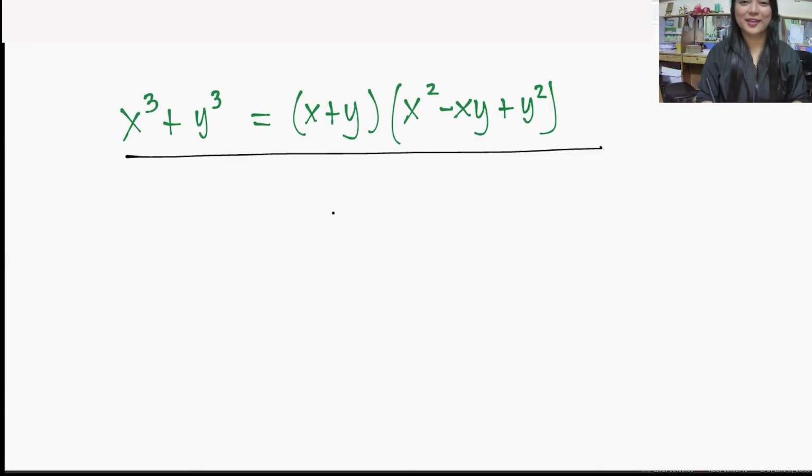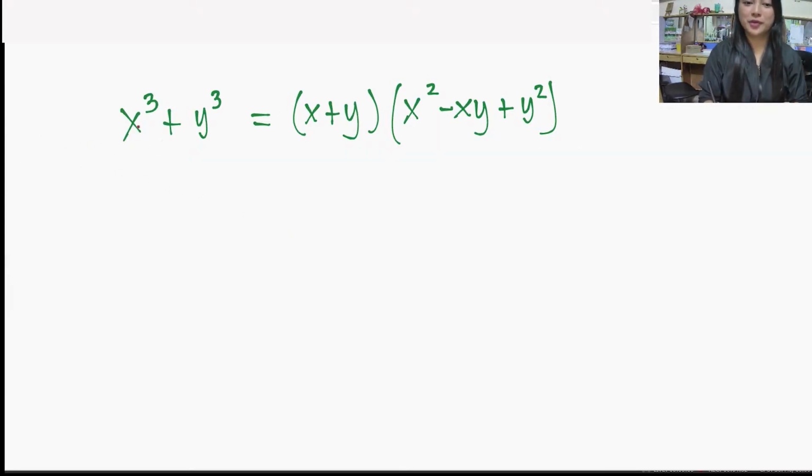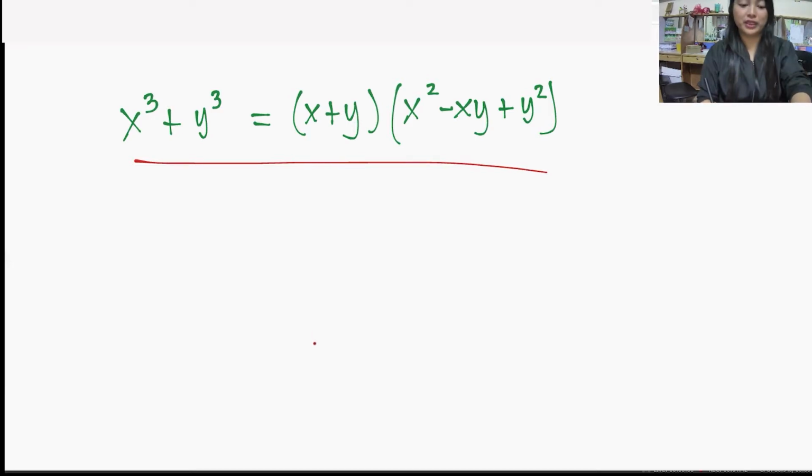Is that clear? So first, we're going to find the factors of the sum of two cubes. x cubed plus y cubed is equal to the quantity x plus y times x squared minus xy plus y squared. So we have here two cubes, x cubed plus y cubed, and the factors would be this one. This will actually be our formula. But first, how did that happen?